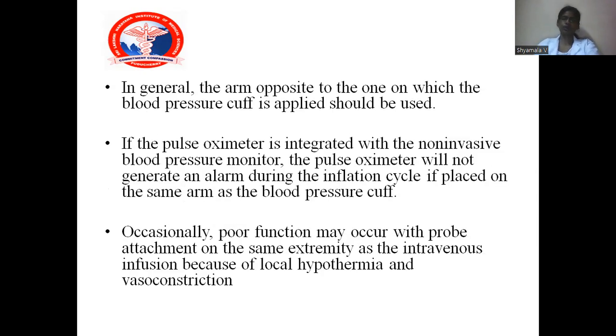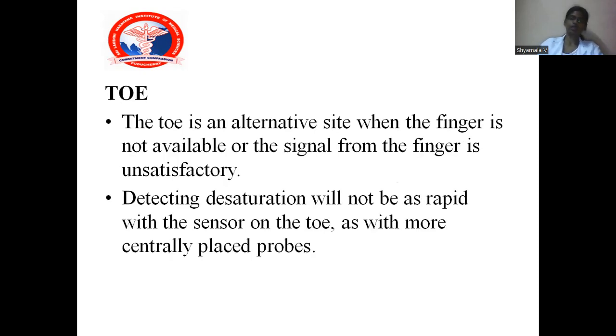In general, the arm opposite to the one on which the non-invasive blood pressure cuff is applied should be used. If it is placed on the same arm as the blood pressure cuff, the pulse oximeter will not give an alarm during the inflation cycle. Occasionally, poor function may occur with the probe attached on the same extremity as the intravenous infusion because of local hypothermia and vasoconstriction.